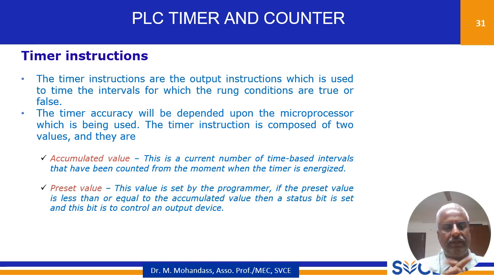The accumulated value is nothing but the current number of time-based intervals that have been counted from the moment when the timer is energized. That is the counting value, how many seconds, that is the accumulated value. Preset value means the programmer has to define for how long the timer delays to produce the output, that is the preset value.